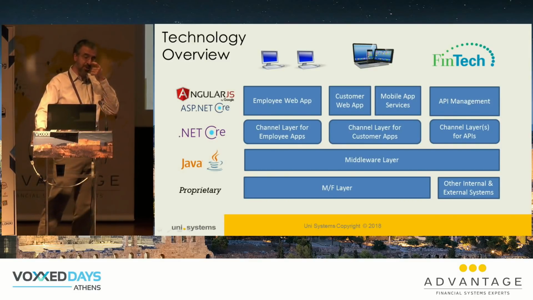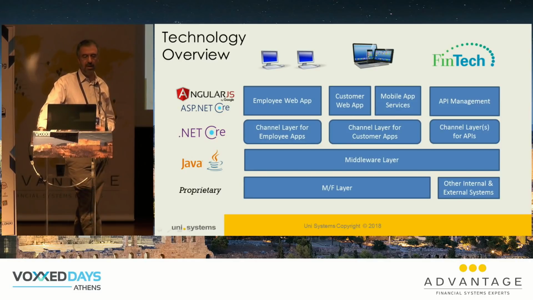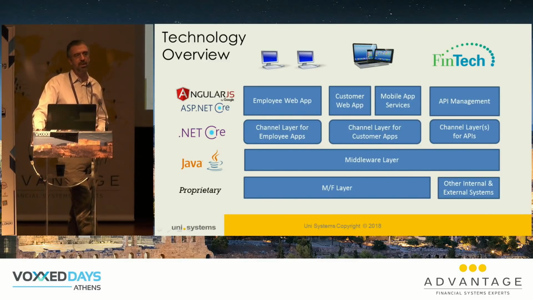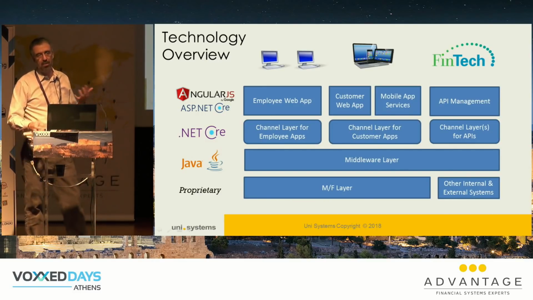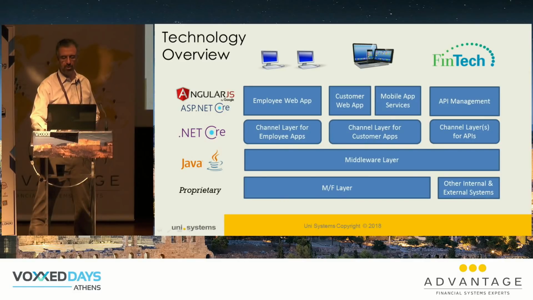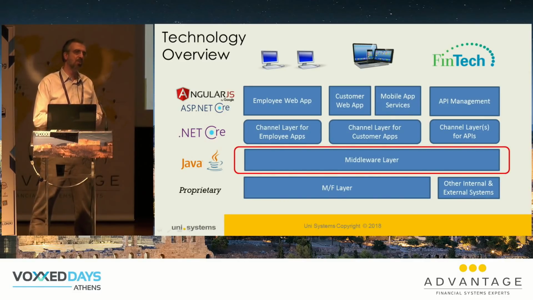Looking at the actual technologies, so at the mainframe layer, of course, we're talking about proprietary. The middleware layer is Java. The channel layer was chosen to be .NET Core. And on the web app layer, ASP.NET Core MVC was used together with AngularJS. So I assume that most of you are familiar with .NET Core and Angular. There's not much point talking about this. So what I've decided is to focus on the middleware layer, where it has some quite interesting technologies involved. They are all Java-based.